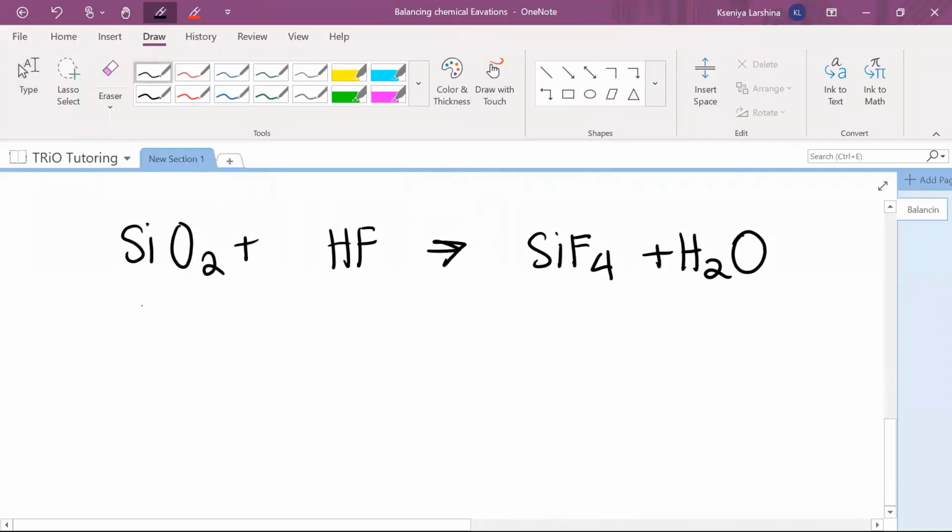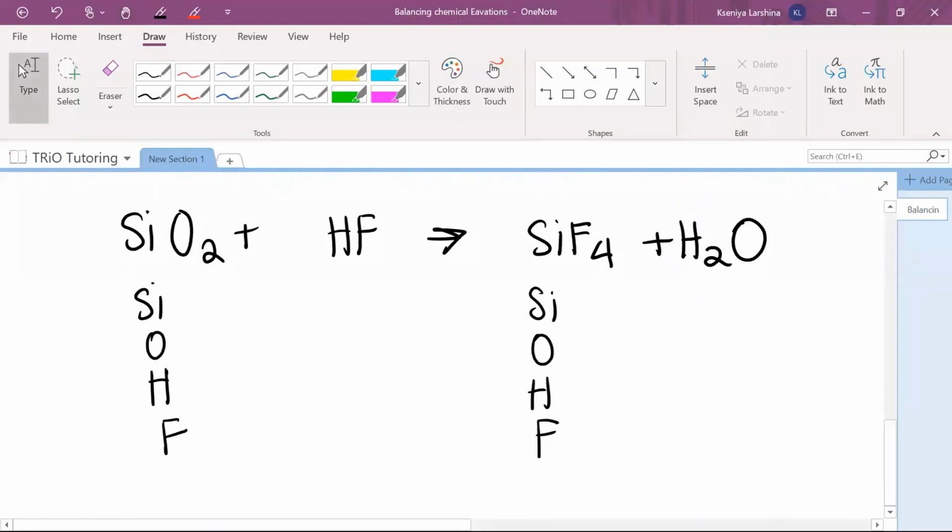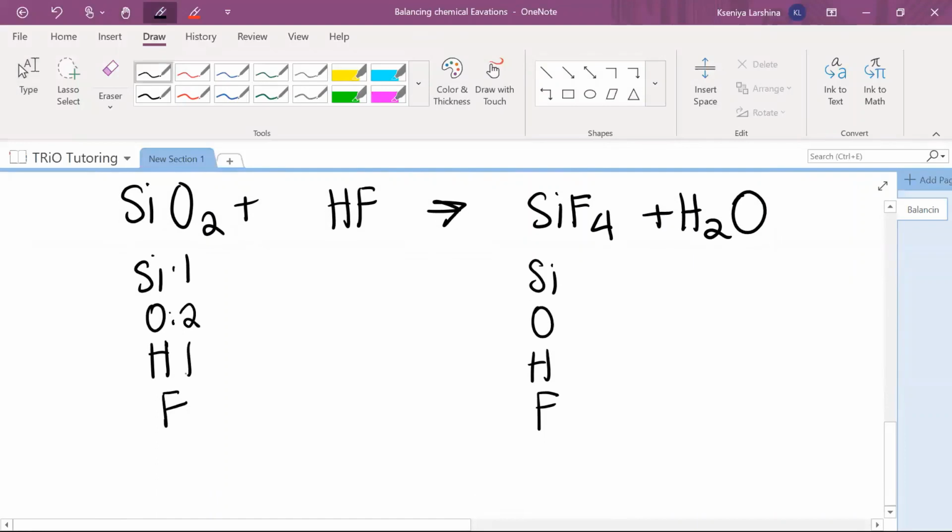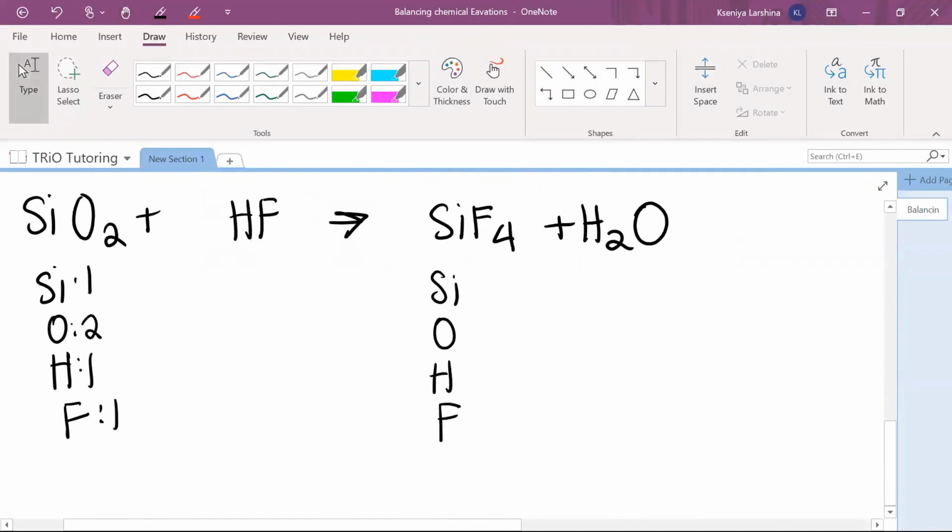We write all of our elements, so silicon, oxygen, hydrogen, and fluoride, and write the same: silicon, oxygen, hydrogen, fluoride. You'd still probably want to do your oxygen after your hydrogen, so you might want to write it as silicon, hydrogen, oxygen, and fluoride, so you'd remember fluorine. Sorry. So we see we have 1 silicon, 2 oxygen, 1 hydrogen, and 1 fluorine. 1 silicon, 1 oxygen, then 2 hydrogen, and 4 fluorine.